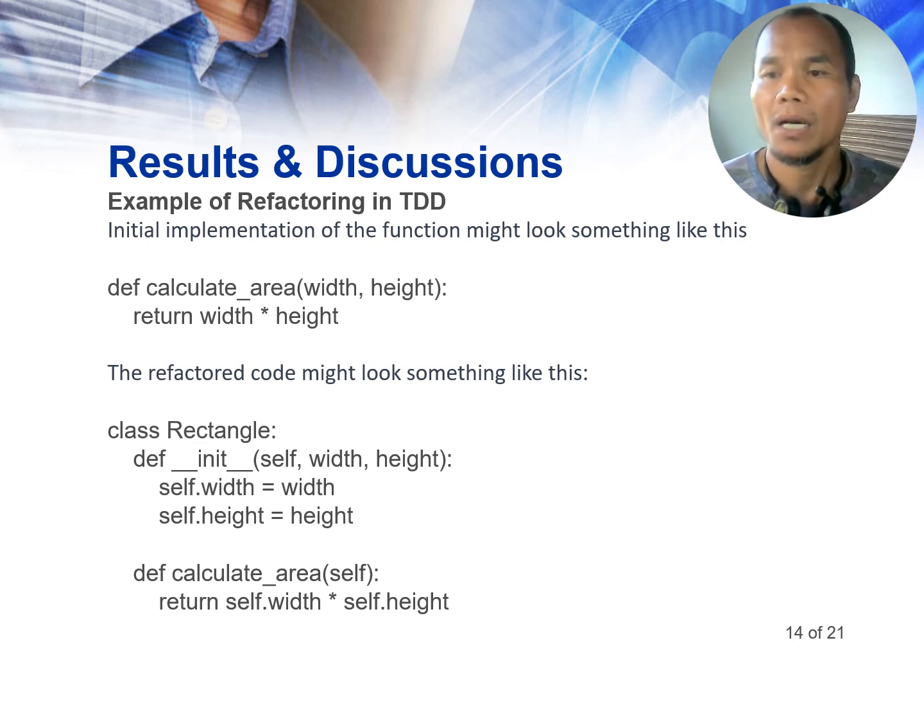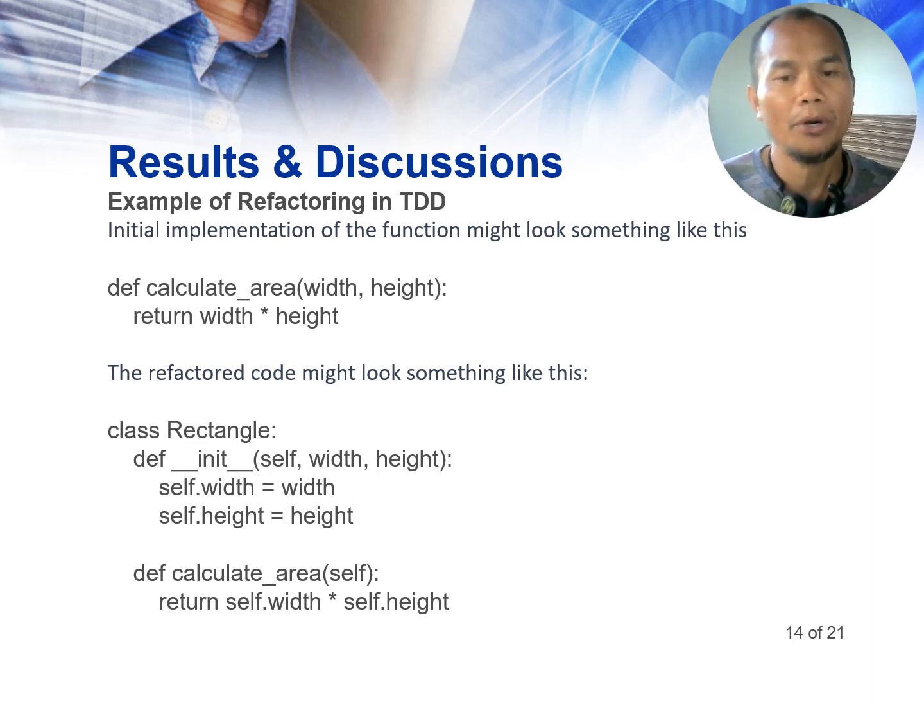Refactoring involves modifying the code base to improve its design, reliability, or maintainability without changing the external behavior. A typical example of refactoring in TDD is as follows. Suppose a developer has written a test for a function that calculates the area of a rectangle. The initial implementation of the function might look something like this. We have defined calculate_area(width, height), which returns width times height.